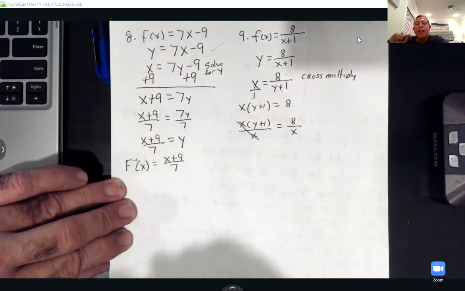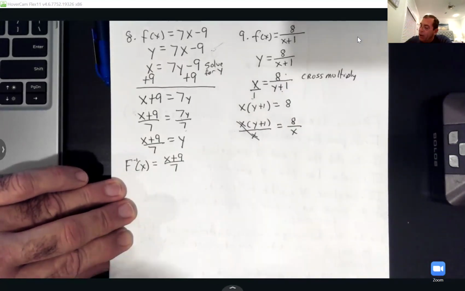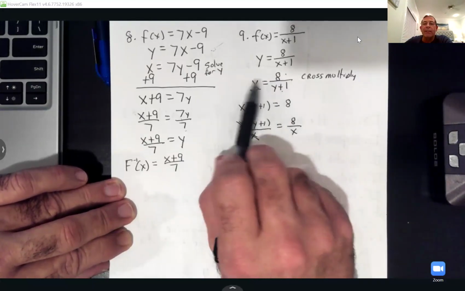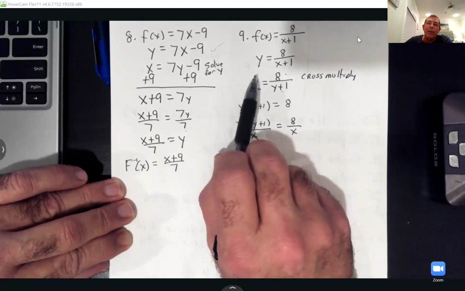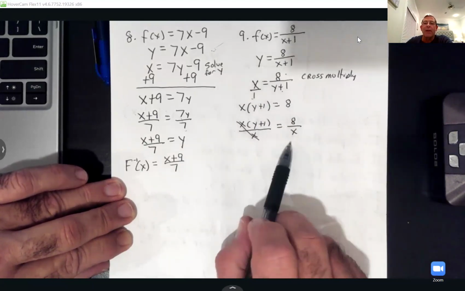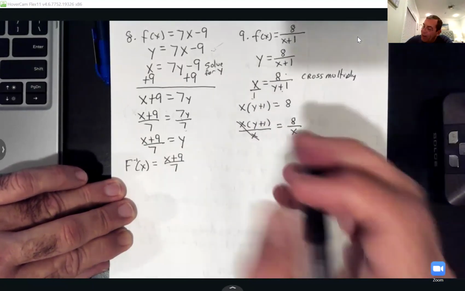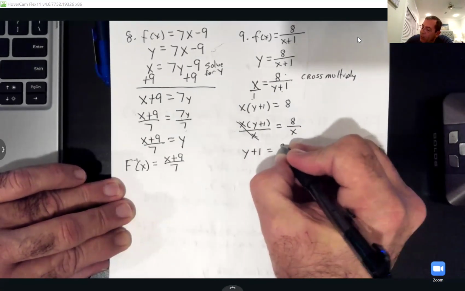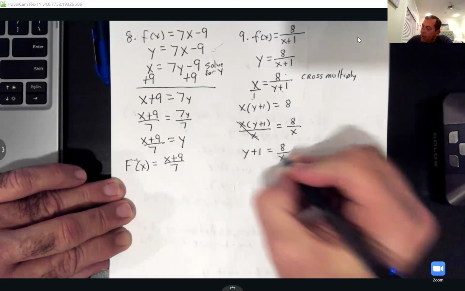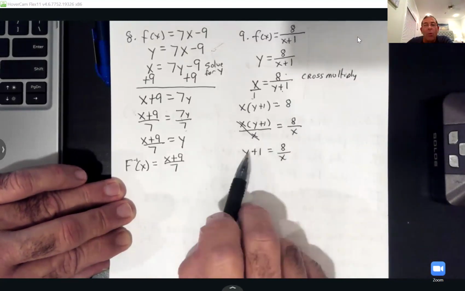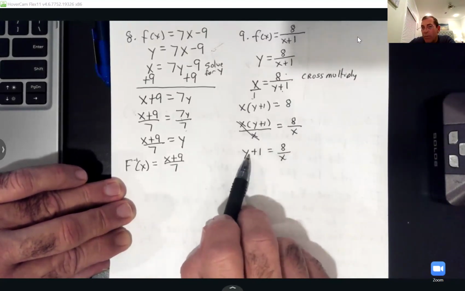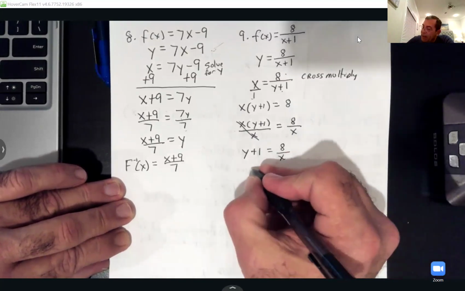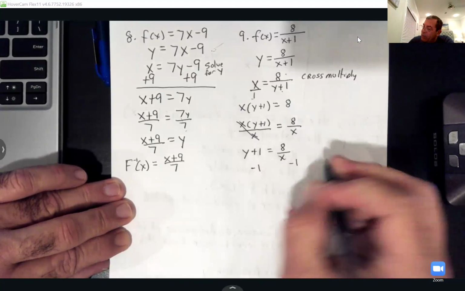Look what happened in the long run. All that happened, we switched these. We put the y plus 1 up here and the x on the bottom there. All we did was switch them around. So y plus 1 equals 8 over x. And y'all, we got one more move to solve to get the y by itself, and that's to come in and subtract 1 from both sides.